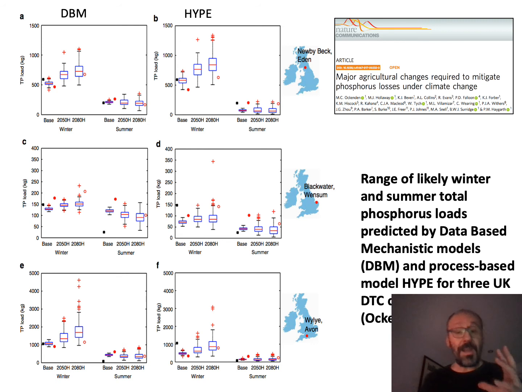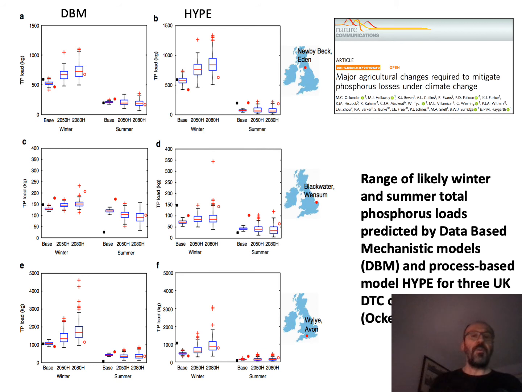So we got really stuck into this, and we used some modelling combined with the data from the demonstration catchments. On this slide we've got 6 cells. Firstly, on the left-hand side, we've got DBM, which is one type of model. And on the right, we've got HYPE, which is another type of model. And then we've got 3 rows.